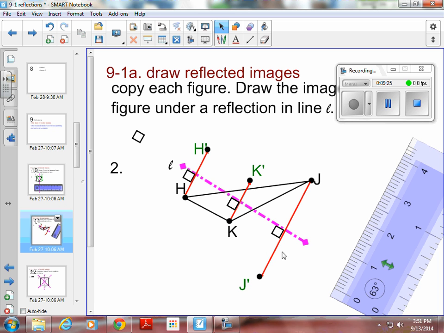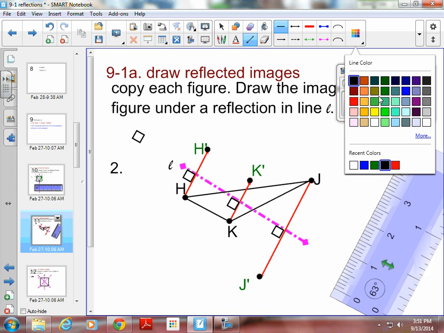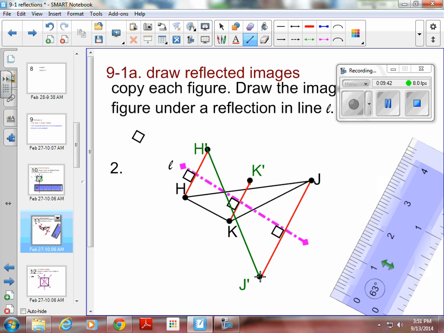So I've got them all going 90 degrees perpendicular across the line of reflection, and I have them going the exact same distance on each one. So now I just need to join them all up with segments, and again I'm going to use green segments. So if H went to J, that means H prime has to go to J prime. And then J went to K, so that means J prime needs to go to K prime. And then K went to H, so that means K prime needs to go to H prime. And there is my reflection.